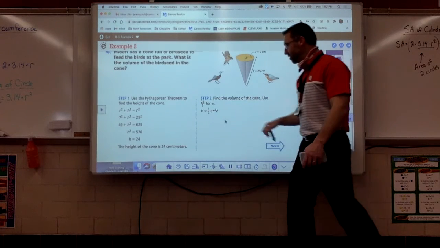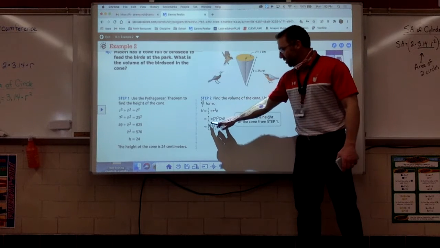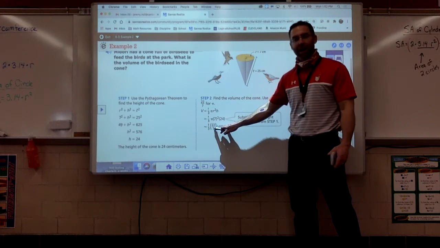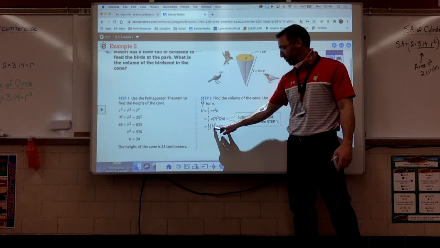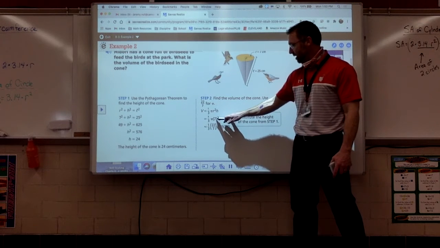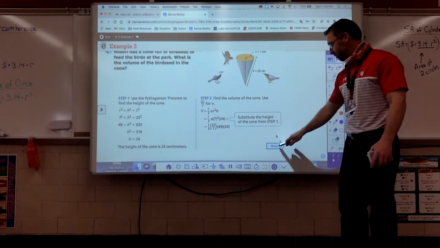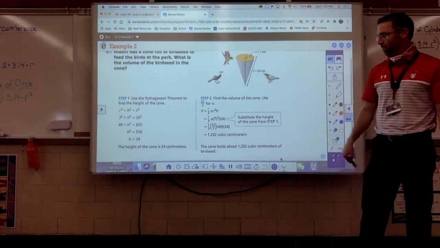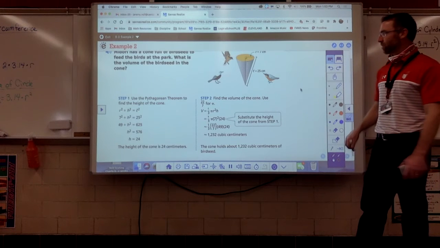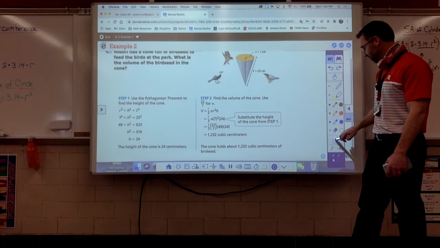So this time they say use 22/7. So instead of pi, this time they used 22/7. Substituted 7 in there for the radius and 24 in there for the height of the cone. Type it in, press enter, boom. That thing's about 1,232 cubic centimeters of birdseed.